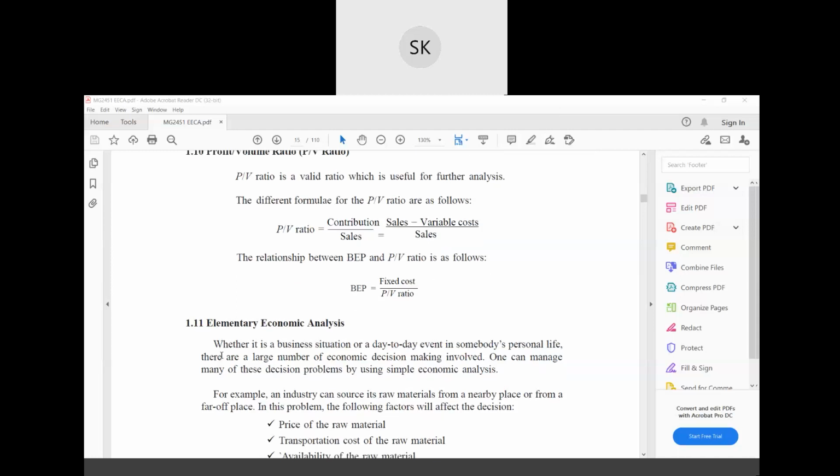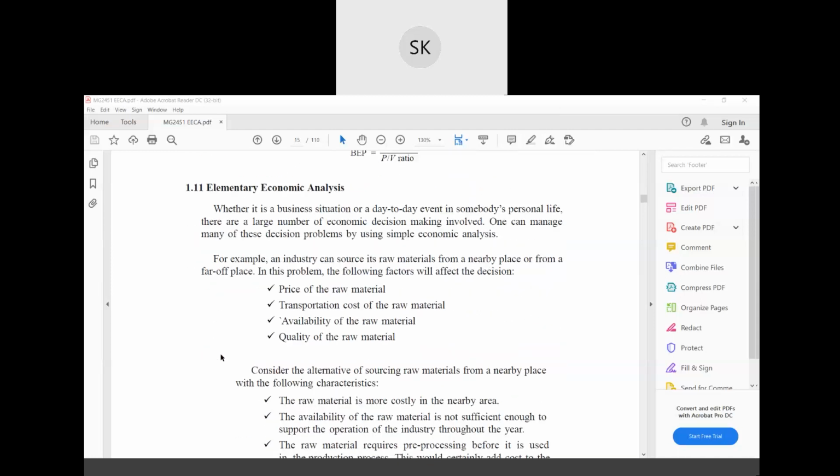So let's move to the next topic: elementary economic analysis. Whether it is a business situation or a day-to-day event in somebody's personal life, there are a large number of economic decisions involved. One can manage many of these decision problems by using simple economic analysis. In day-to-day life and in any business, you need to make decisions based on your finances, right?